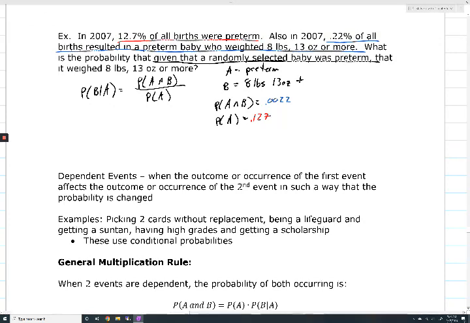And so now we can plug that information in. Probability of A and B, 0.0022 divided by 0.127, which gives us 0.0173. Again, remember that your probability must be between 0 and 1. So if you get confused and you flipped those numbers, the reciprocal of that, so if we did 0.127 divided by 0.0022, that is greater than 1, which means it cannot happen. So anytime you're getting an answer and your answer is more than 1, you've done something incorrectly. So go back and check your work.